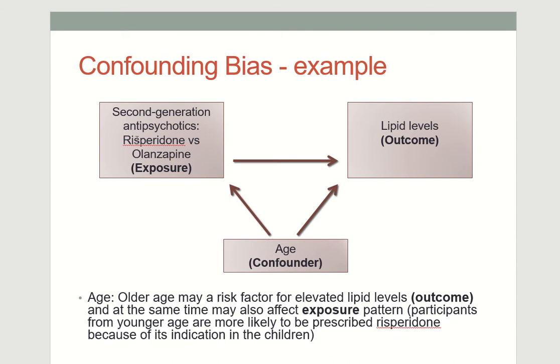It's not that because someone takes risperidone they become older in age. So here age is definitely not in the causal pathway. So in this situation, age could be a confounder. Now, not necessarily, it is a confounder. It could be, and therefore we need to investigate using stratified analysis, which I will address in a different video. So older age may be a risk factor for elevated lipid levels, and at the same time may also affect exposure pattern. Participants of young age are more likely to be prescribed risperidone because of its indication in children. Okay, so I hope it's clear.